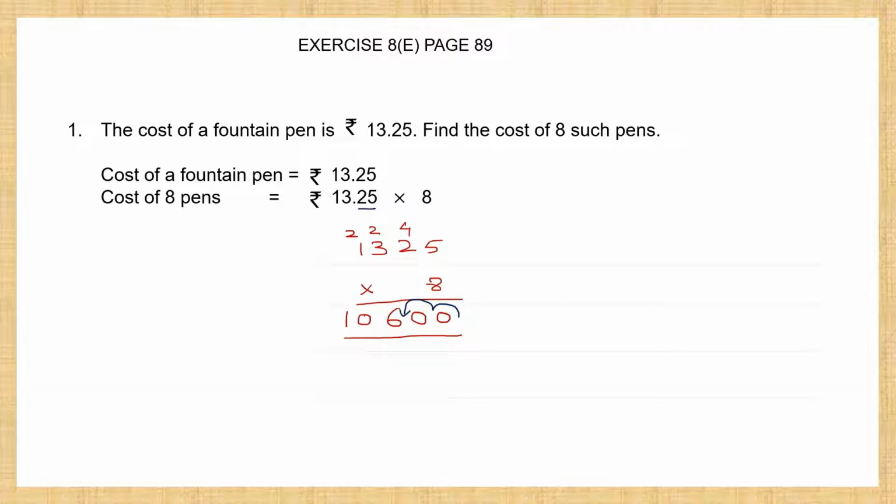So what is my final answer? Cost of 8 pens is rupees 106.00. So this 00 will be the paise part. So we don't have anything there. It's simply 106 rupees.